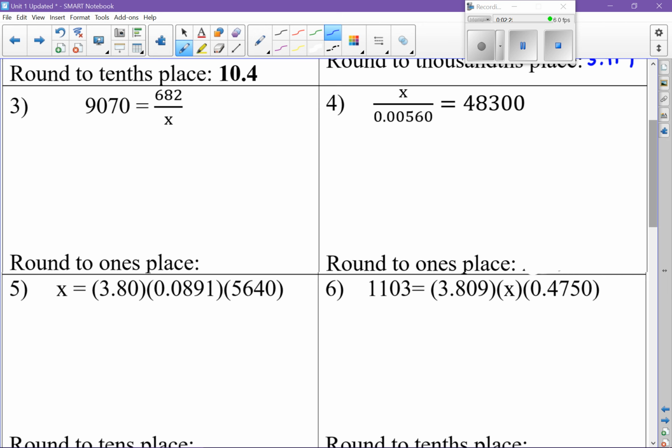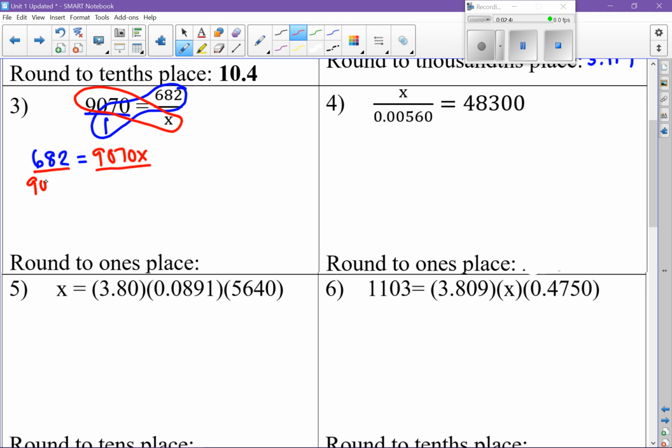Alright, in this one I want to cross multiply but only have one fraction. So if I do this, now I've got something I can cross multiply. If I cross this way, 1 times 682 is just 682. If I cross the other way, I get 9070x. So I'm going to divide by the thing that's touching the x. X equals, divide this numerator by this denominator, and your calculator is going to say 0.075192944, and this was wrong.